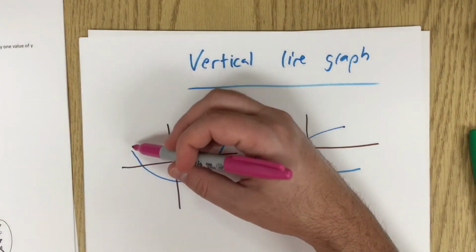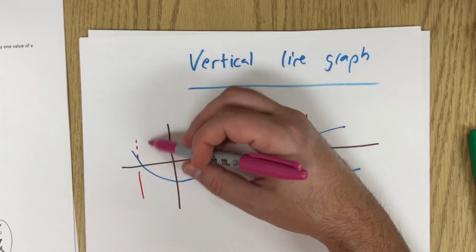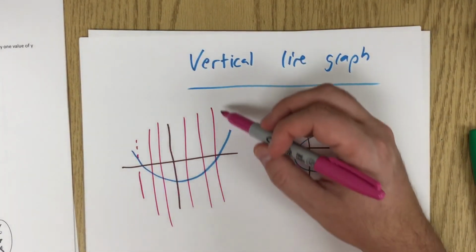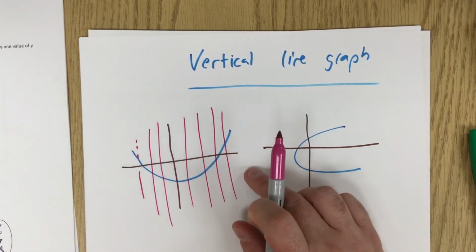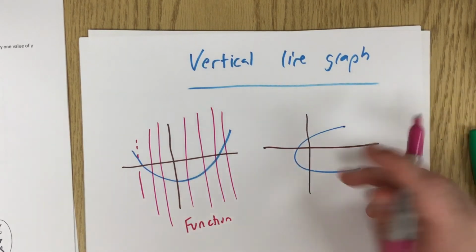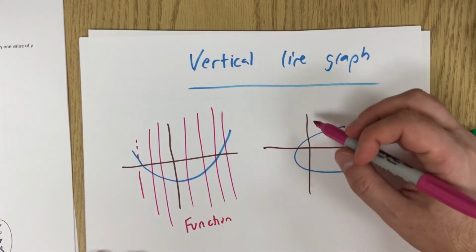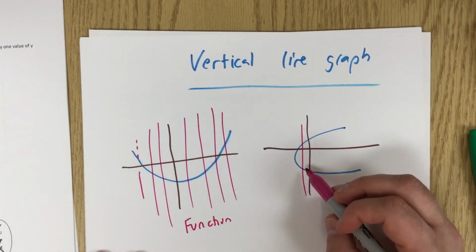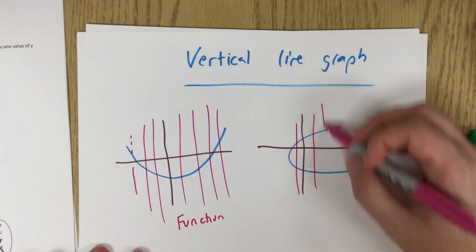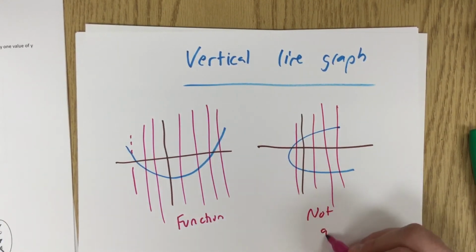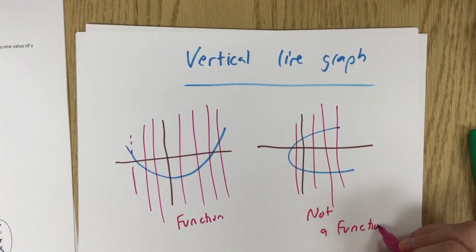Well, if we draw some vertical lines over here, every vertical line only hits the graph, the blue part, once. So this passes the vertical line test. This one is a function. Conversely, over here, this touches the line twice. It's not a function. Touches the line twice, touches the line twice, not a function.